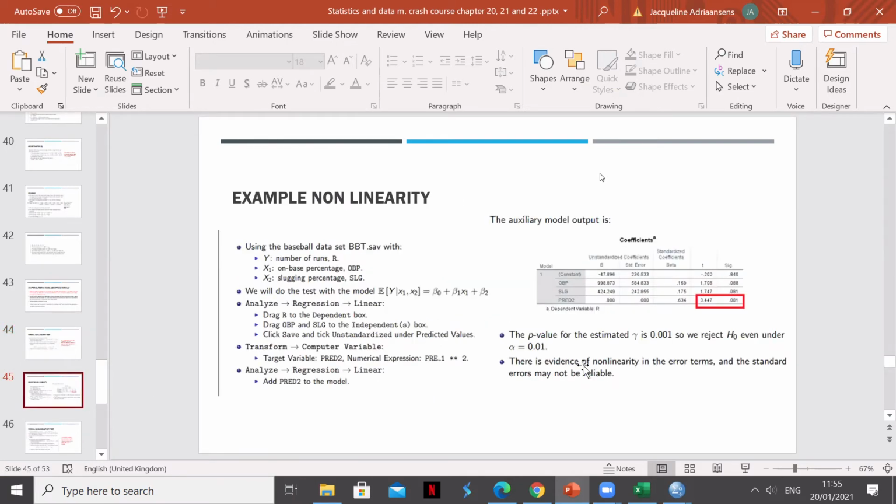They say it here, there's evidence of non-linearity, concluding that the standard errors are not reliable.